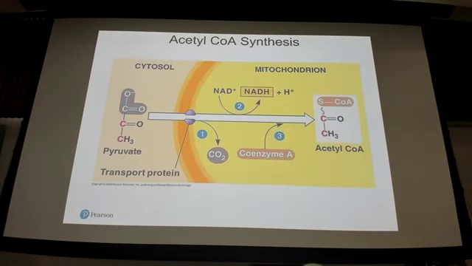So this is just a schematic of acetyl-CoA synthesis. Glycolysis occurs in the cytosol, so a carrier needs to transport that pyruvate into the mitochondria to carry out that conversion to acetyl-CoA.